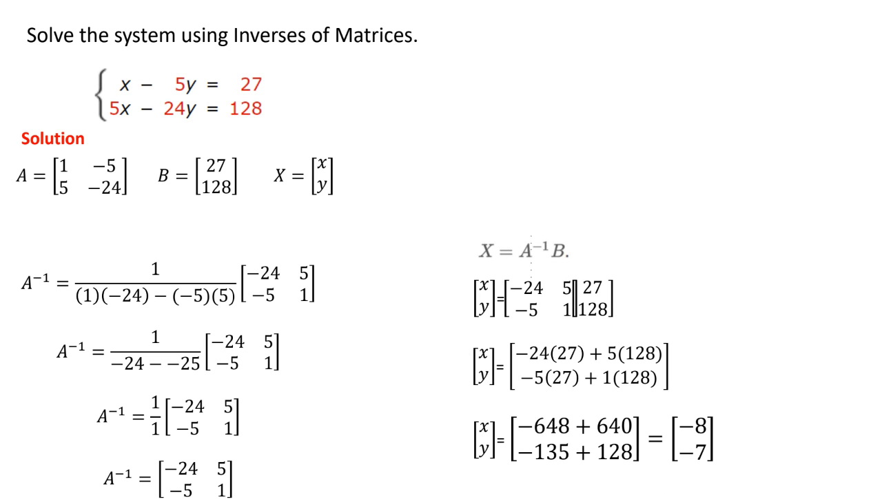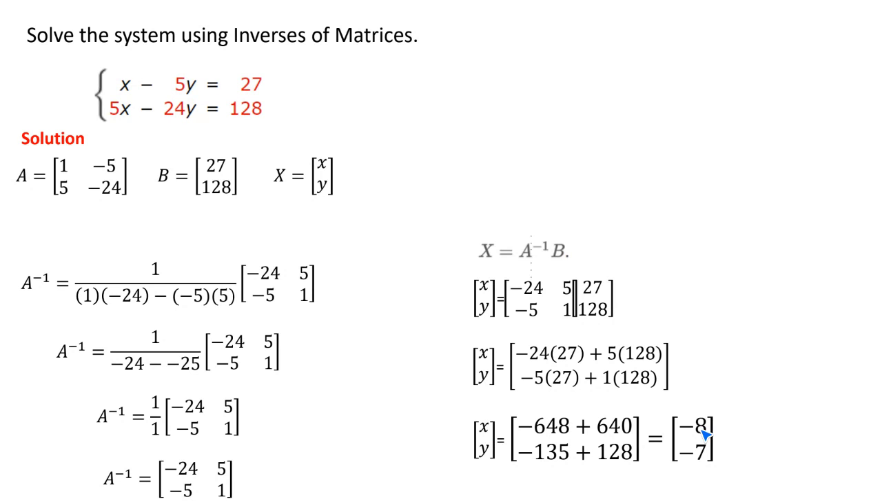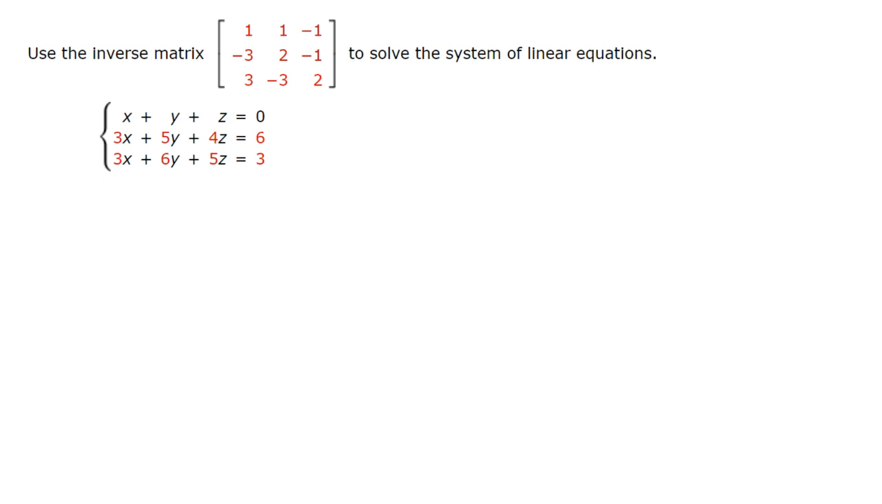So if we simplify, we end up with negative 648 plus 640 is negative 8. And negative 135 plus 128 is negative 7. So my solution for x is going to be negative 8, and for y is going to be negative 7. Okay. Any questions?